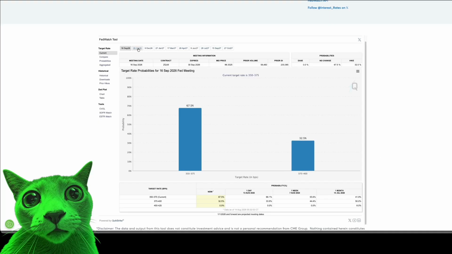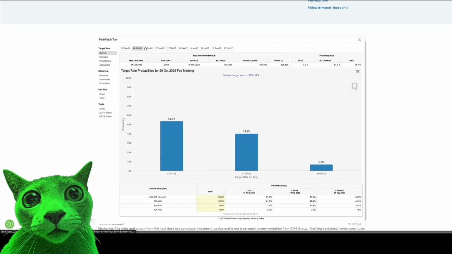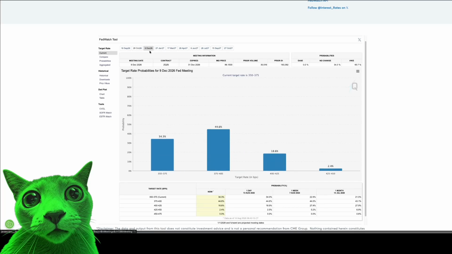And as we go through the dates, like in October, hiking is getting higher, staying the same is getting lower, and now this is rising as we're gonna hike even more. Let's see, in December for the Santa rally. Does this look like a Santa rally? If there's going to be a Santa rally, then we need rates to be cut. So therefore, liquidity is cheap and they could go into high risk assets.